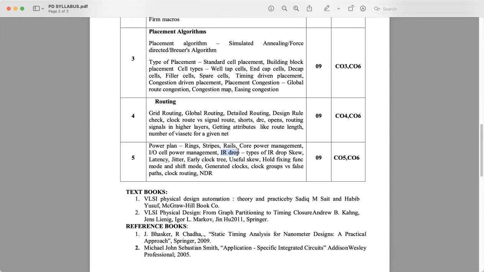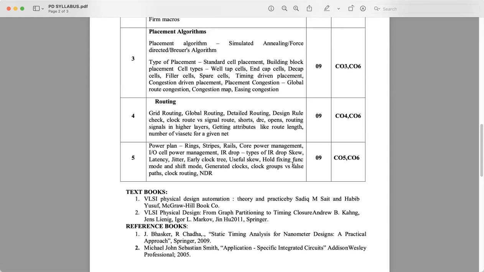Next, IR drop, right? How much of a drop is happening? What are the types of drops? Latency, jitter, okay? Then early clock tree. Before you finalize, you're going to do a pre-check and see if anything is not aligned. Then skews, then hold fixing, function mode, shift mode, with respect to clocks, false paths.